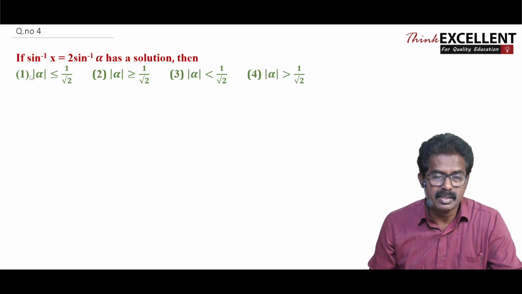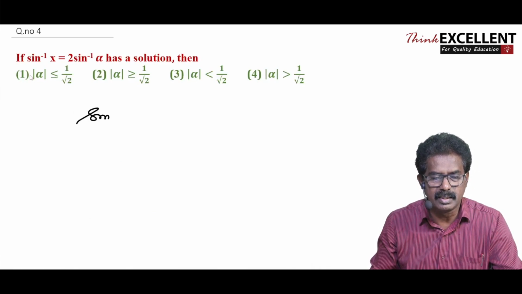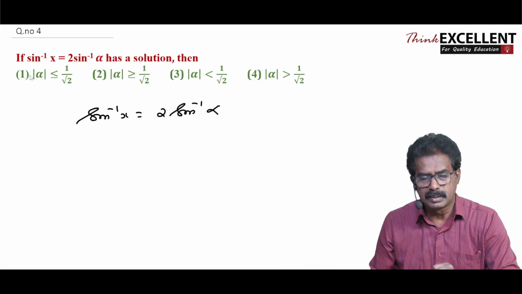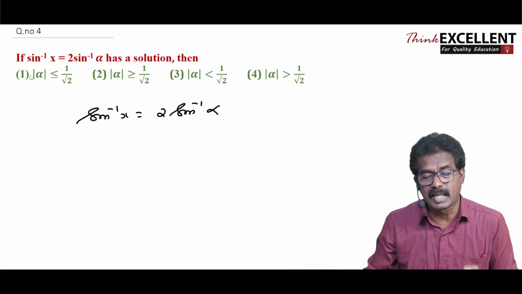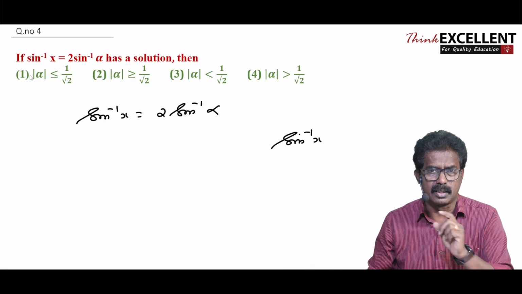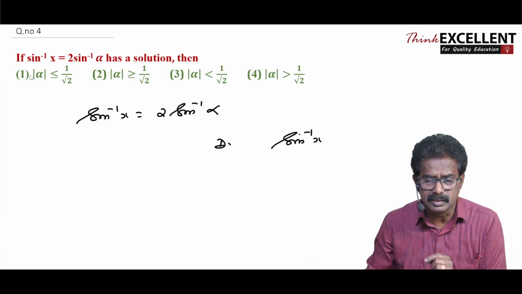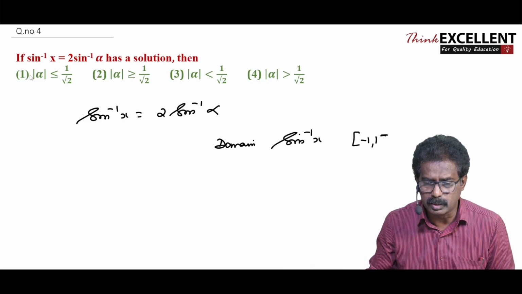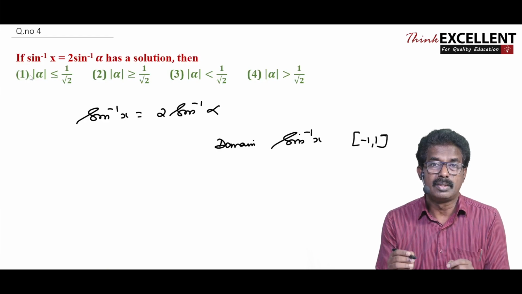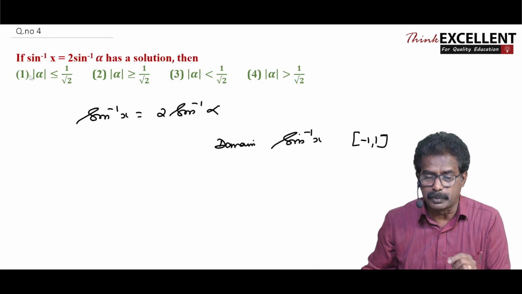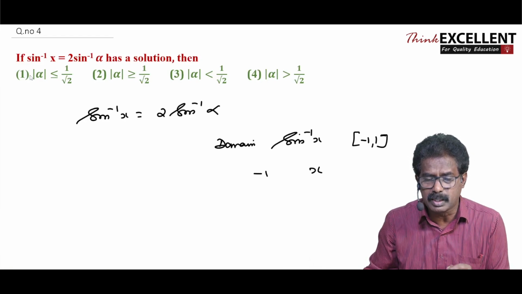If sine inverse x equal to 2 sine inverse alpha. So please listen here. You know the domain of sine inverse x. Please try to understand this. Domain of sine inverse x is minus 1 to plus 1. What's the meaning of domain? The input. What values you can give for x. That only we call it as domain. So x lies between minus 1 and plus 1.